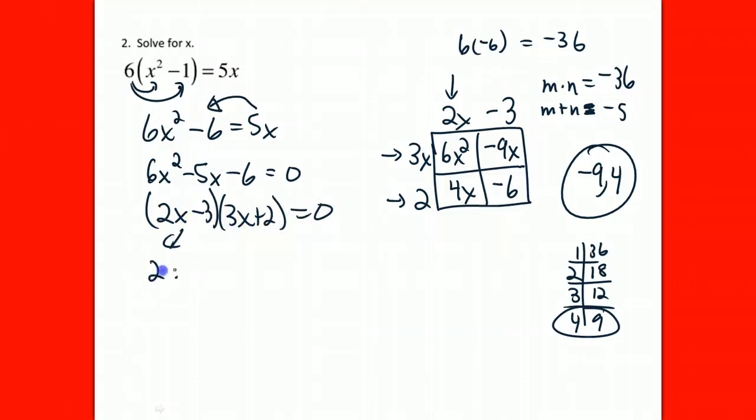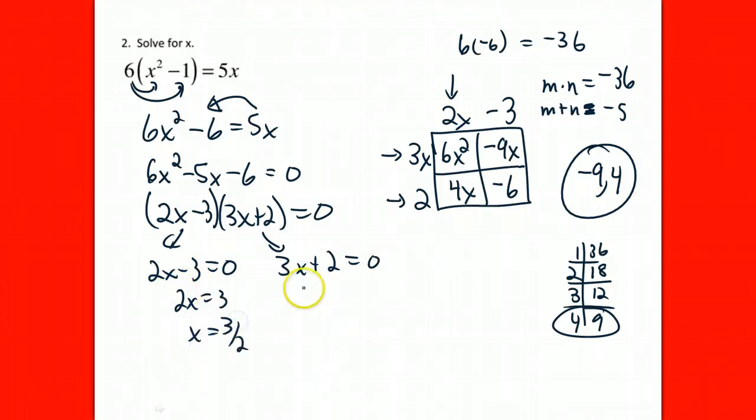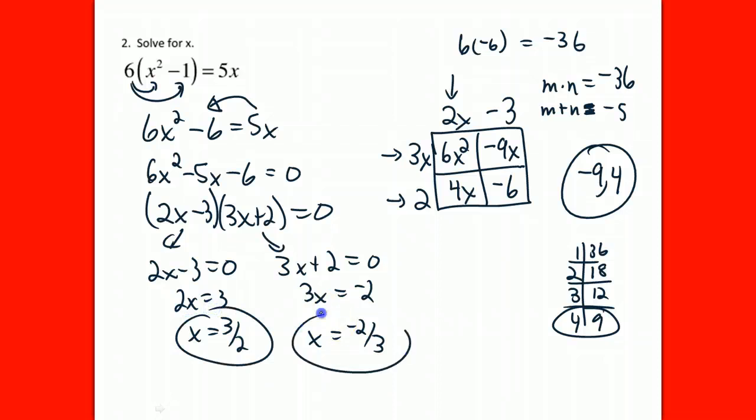So either 2x minus 3 is 0, or 3x plus 2 is 0. This says that 2x is 3, or that x is 3 halves. This says that 3x is negative 2, or that x is negative 2/3. Those are the two values of x that solve the equation. And this guy is your medium question. Medium to hard.